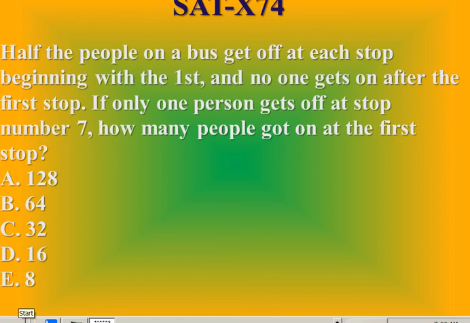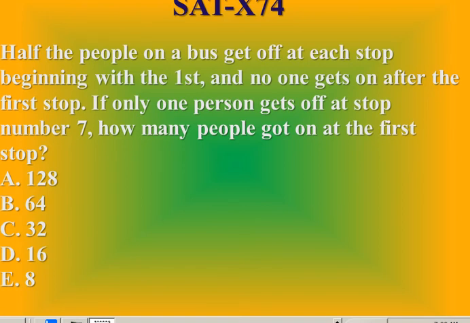SAT example number 74, the problem about the people getting on and off the bus. It says half the people get on the bus at each stop, beginning with the first, and no one gets on after the first stop. So that means no additional bus riders get on. So only one person gets off at stop number 7. How many people got on at the first stop?